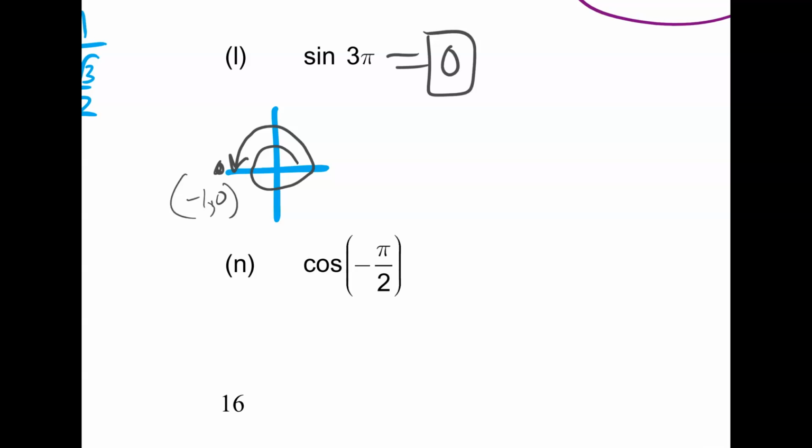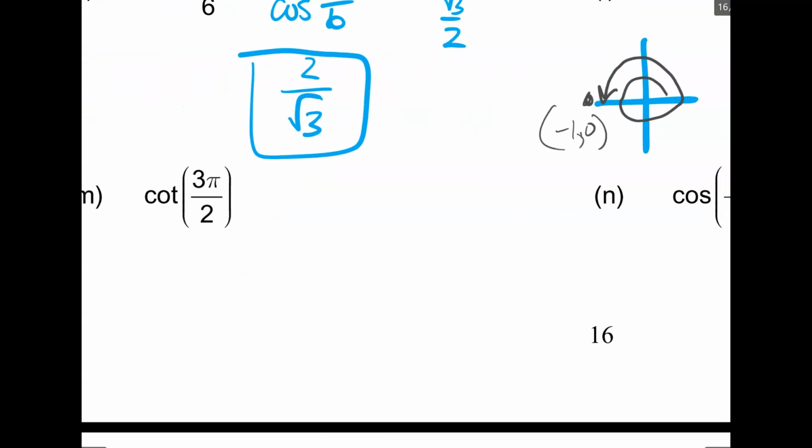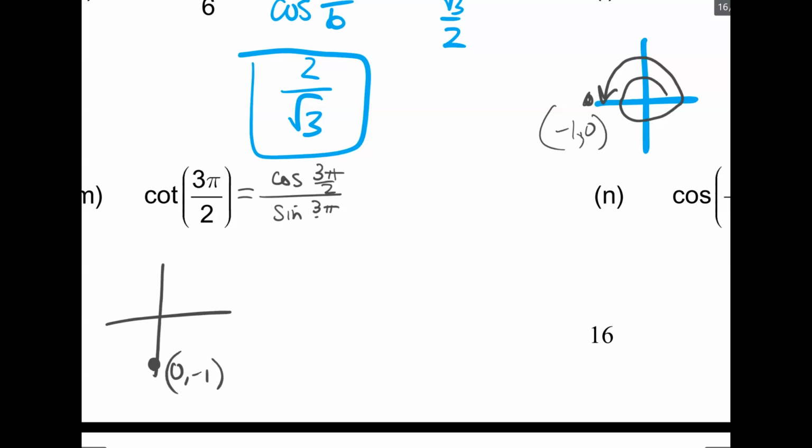Perfect. Cotangent of 3 pi over 2. That's literally this point right here, which is 0, -1. Tangent is sine over cosine, so cotangent is cosine over sine, or you can think about this as x over y. 0 over -1 is 0. In pre-calculus, we learned that sine is y over r, the radius of our triangle. But same thing.